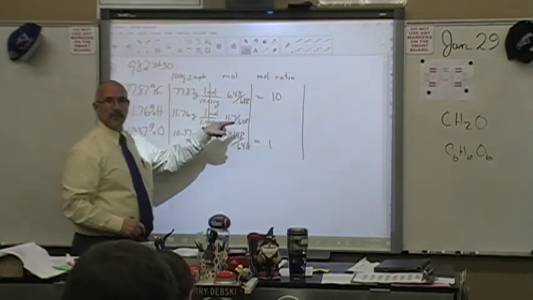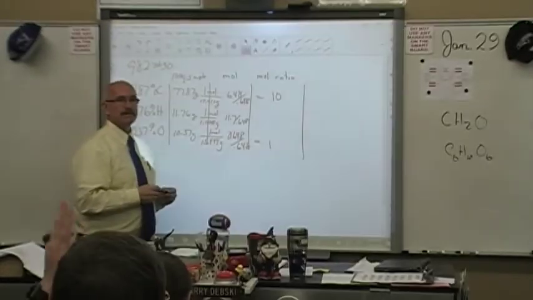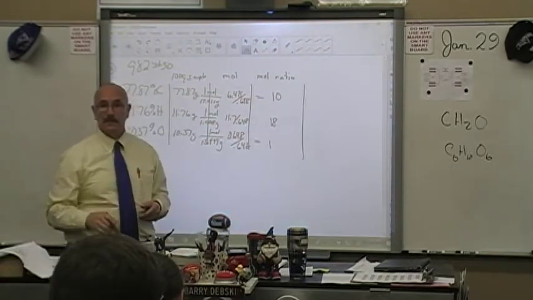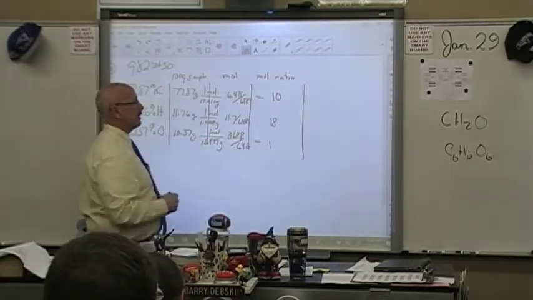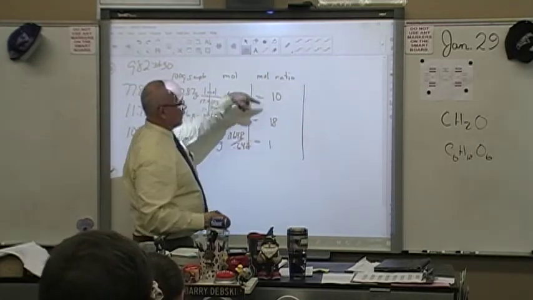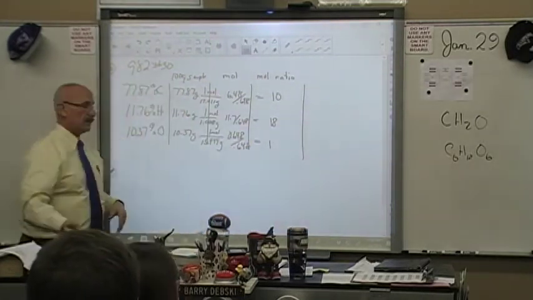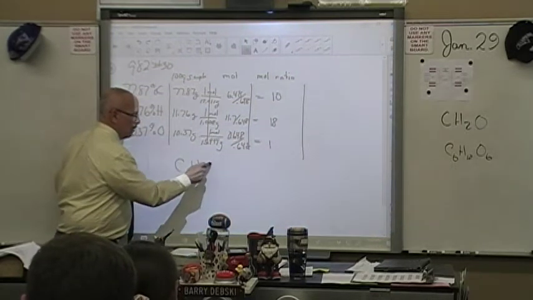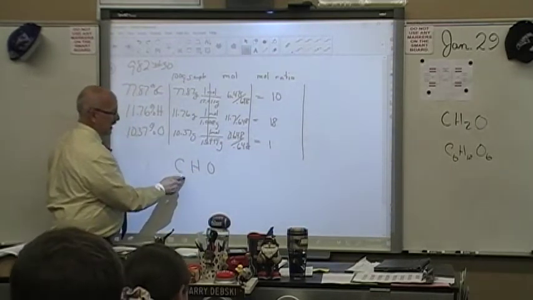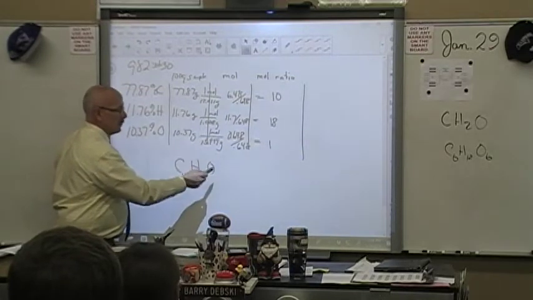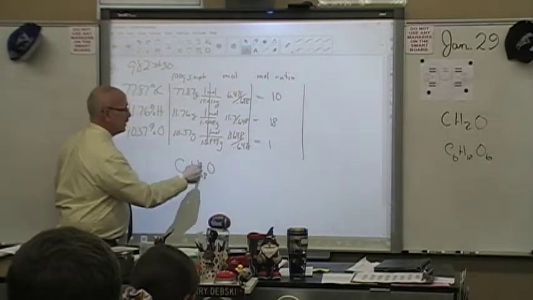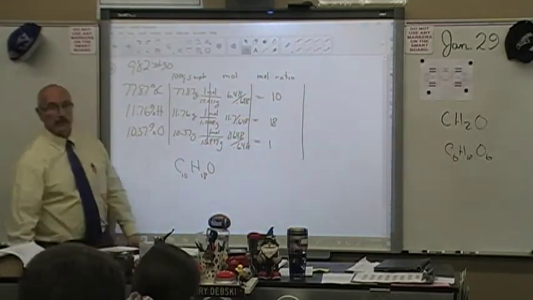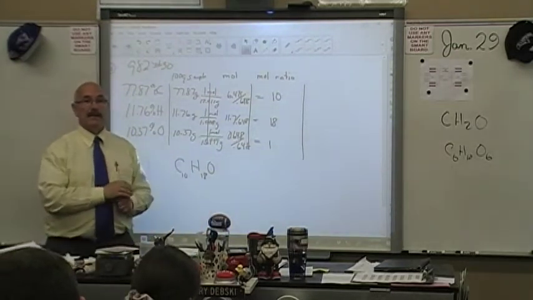But somebody, I need some help calculator-wise with this one. Houston? 18? 18 exactly? Yeah, sounds like 18, okay? So we have three whole numbers. Ta-da! What's our formula for empirical going to be? First number is 10. Second number, 18. Oxygen, 1. Wow. Okay? Now, that's not our answer.